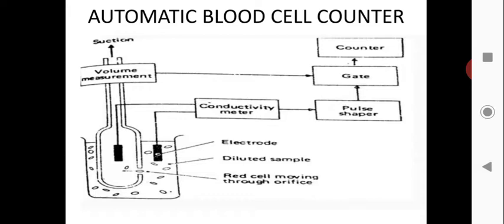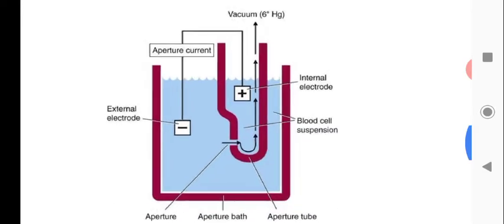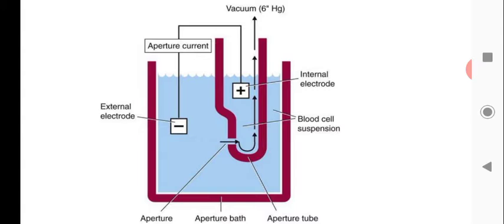This conductivity meter gives the output to the pulse shaper, then to the gate, then to the counter. This volume measurement determines how many volumes of red blood cells are being collected inside this section. Okay, so let us see in detail. You can see here the aperture current, external electrode, internal electrode, and blood cell suspension.